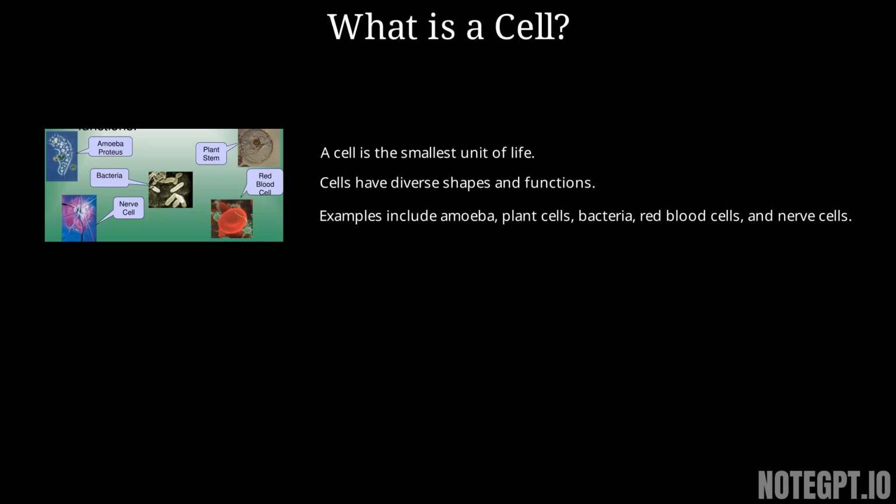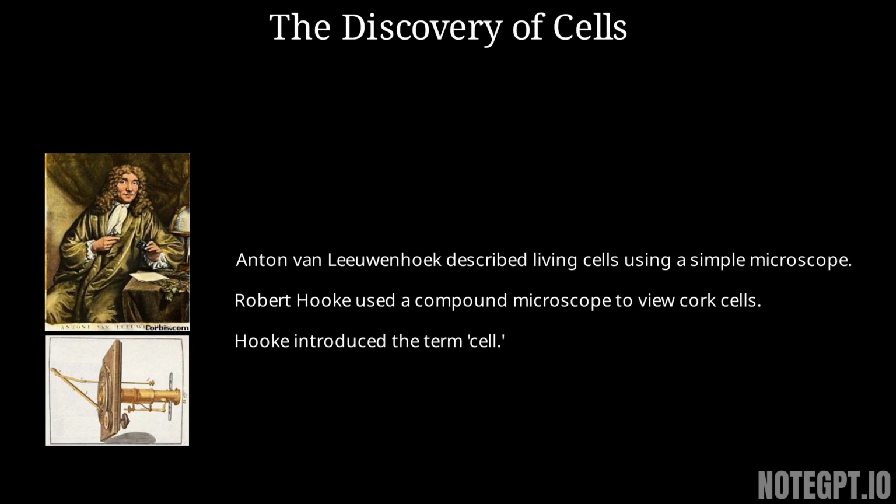Cells come in many forms such as amoeba, plant stem cells, bacteria, red blood cells, and nerve cells. In the 1600s, Anton van Leeuwenhoek first described living cells as seen through a simple microscope. Later, Robert Hooke used a compound microscope to observe cork cells and coined the term cell.